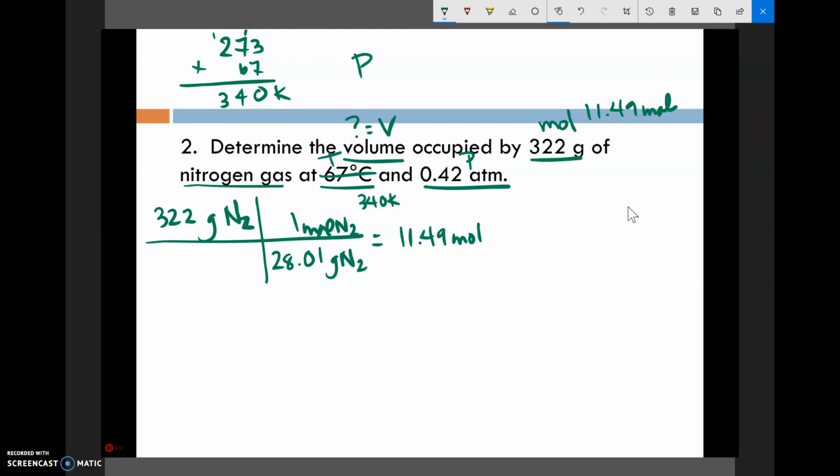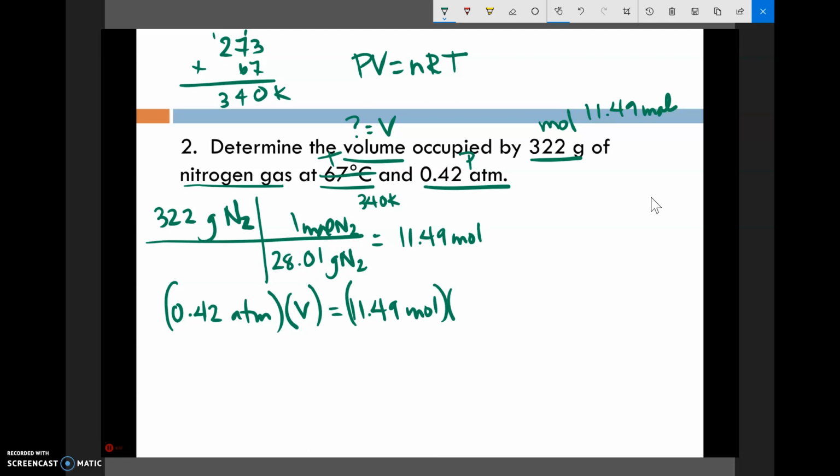So remember, we're plugging it into this equation, PV equals nRT. Our pressure is 0.42 atmospheres. Our volume is what we're solving for, so I'm just going to put a V. Our number of moles is 11.49. Our R is our gas constant, so it's always going to be 0.0821 liters times atmospheres all over moles times Kelvin. And then our temperature is going to be 340 Kelvin.